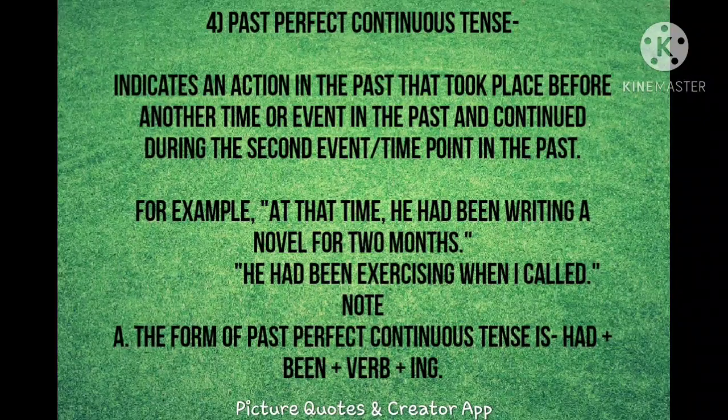The sentence construction of past perfect continuous tense is had plus been plus the ing form of the verb. After the subject, you have to use had plus been plus the ing form of the verb to construct past perfect continuous tense. And now we are moving to the present tense.